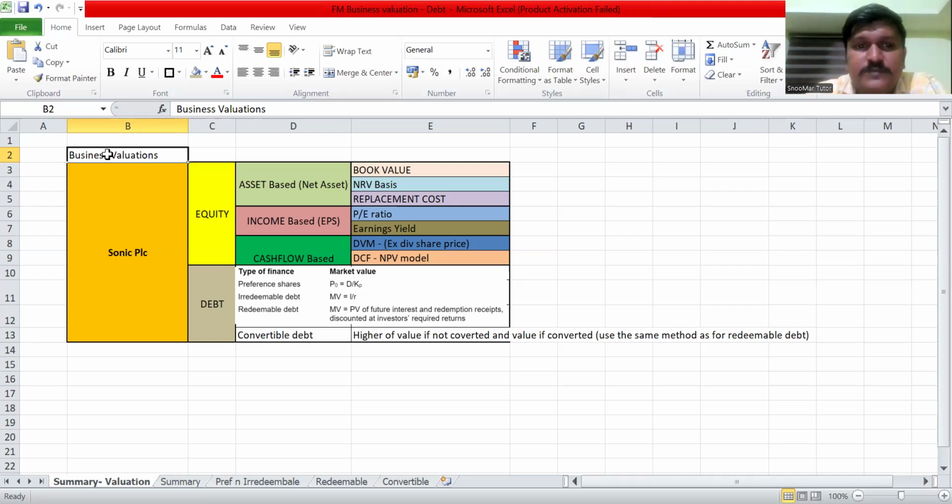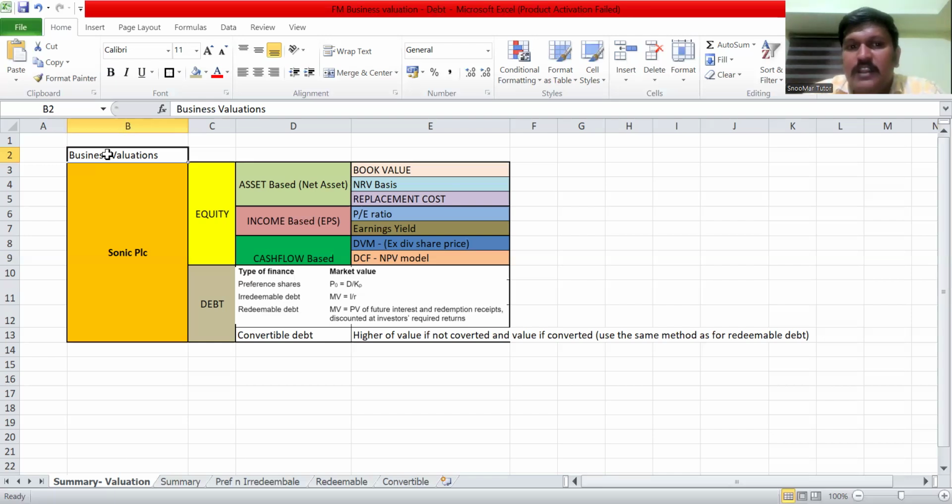Now consider an example of Sonic PLC. This is an imaginary company we are looking at. If we are going to buy Sonic PLC, we need to consider two things. As we studied in the sources of finance, every company might have equity capital coming in, and there will be some funds coming from debt as well. So we need to consider valuing the equity and also valuing the debt.